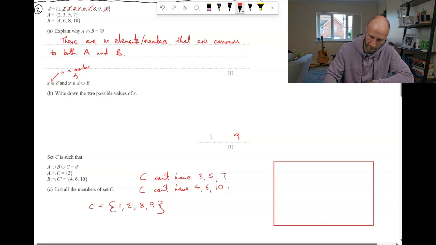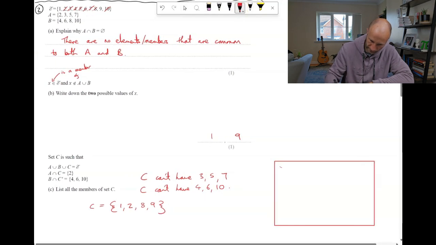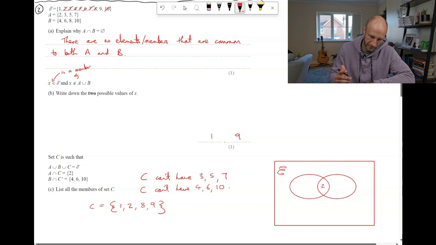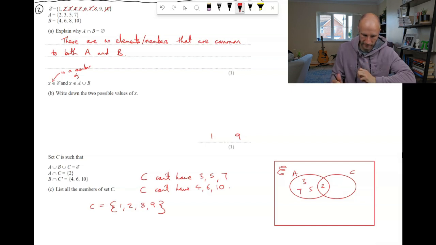So let's have a look at a Venn diagram. It might make it a bit easier for us. So we've got a universal set. A, B, and C are all in there. We know that A and C have an intersection because 2 is in there. So A and C have an intersection of 2, but 3, 5 and 7 are only in A and not in C. We have B intersection not C being 4, 6 and 10.